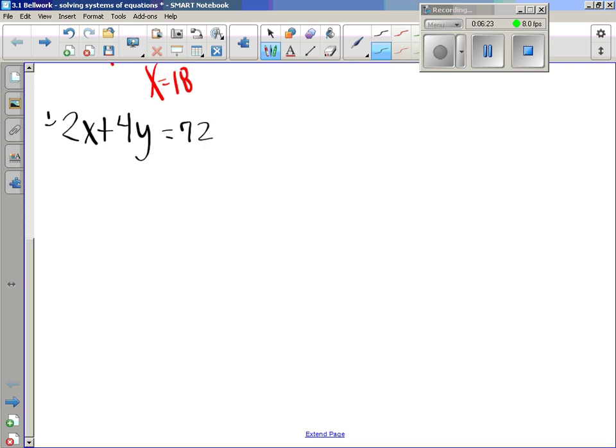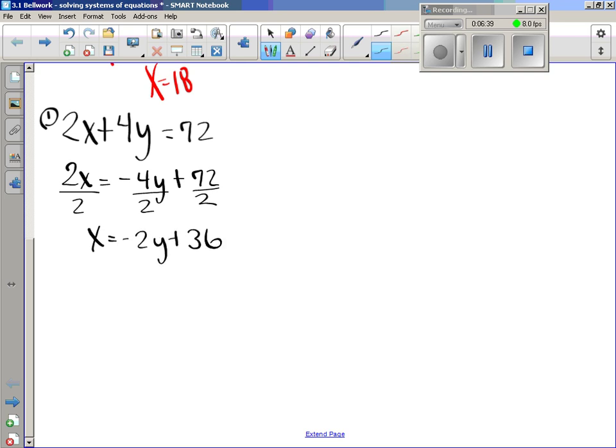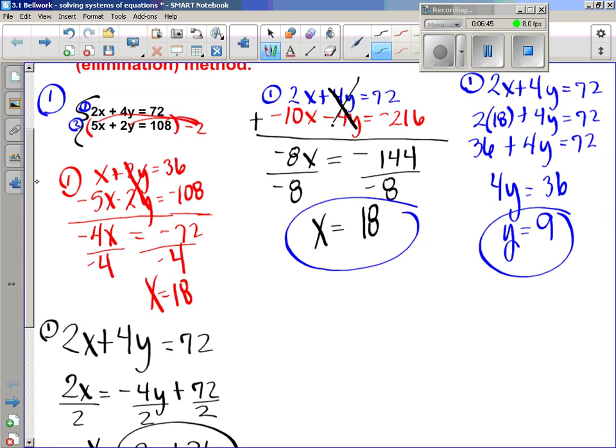So we're looking at the very first equation. To solve for x, I would need to subtract the 4y. And then I would need to divide everything through by 2. So x is equal to negative 2y plus 36. And then I would take all of that, everything that x is equal to, and I would substitute it back in to the second equation where the x is.